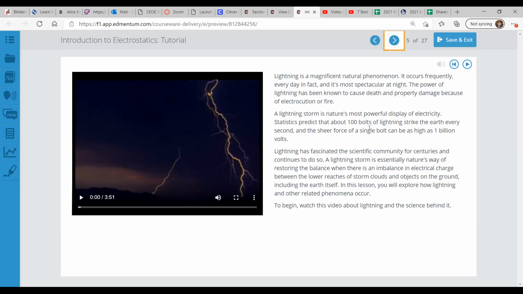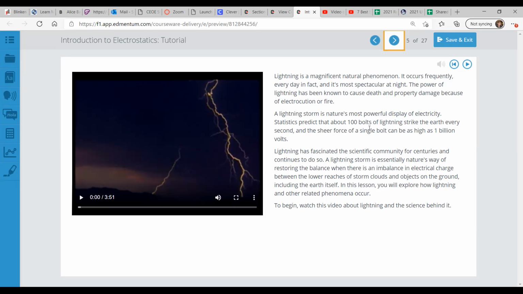Statistics predict that about 100 bolts of lightning strike the earth every second, and the sheer force of a single bolt can be as high as 1 billion volts. Lightning has fascinated the scientific community for centuries and continues to do so.